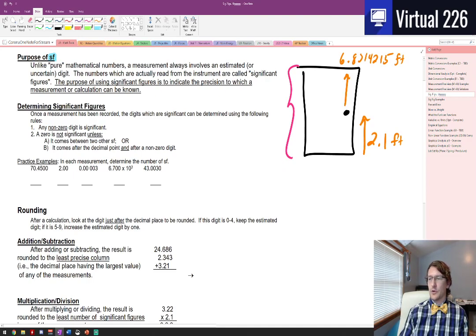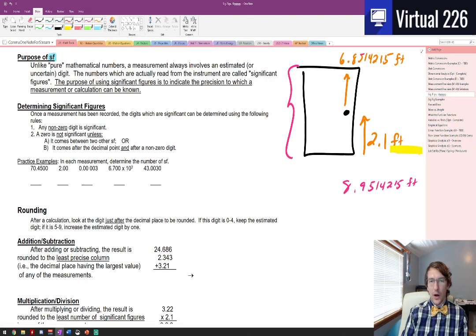And then I ask you the question, how tall is the door? Okay, so from the floor to the doorknob, it's 2.1. From the doorknob to the top of the door, it's 6.8514215 feet. So how tall is the door? Well, if you just took 2.1 and added it to the 6.8 whatever, you'd be like, oh, it's 8.9514215 feet. But that's not correct, because you don't know anything beyond the 2.1.